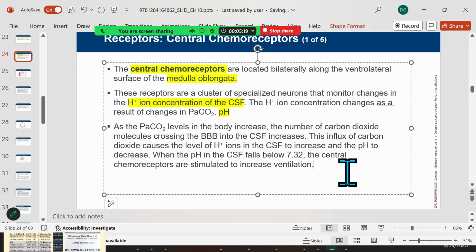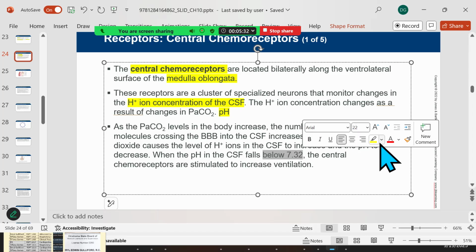Might as well just mention this while we're on it. As the CO2 goes up, the pH goes down, and that change is what is recognized. Now the normal range is 7.35 to 7.45. If the pH falls below 7.32, the central chemoreceptors kick in to increase ventilation.